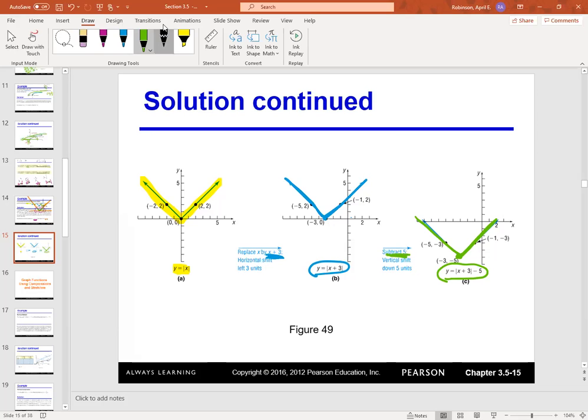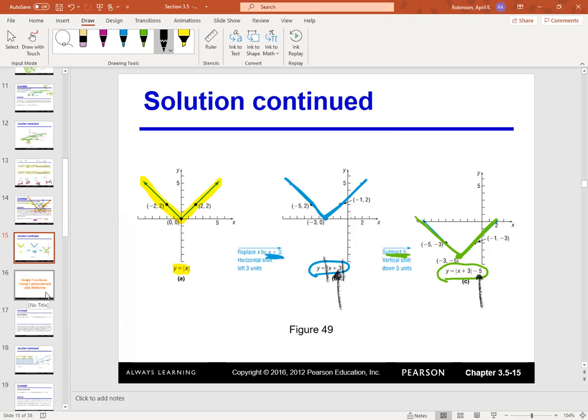Remember, this plus 3 was inside the absolute value, so it's going to go left or right. This 5 is outside the absolute value, so it's going to go up or down. Since this one's a -5, it goes down. Since this was a plus 3 inside the absolute value, it's going to go 3 to the left. That one's going to be the opposite. The horizontal actually moves opposite from what you see.